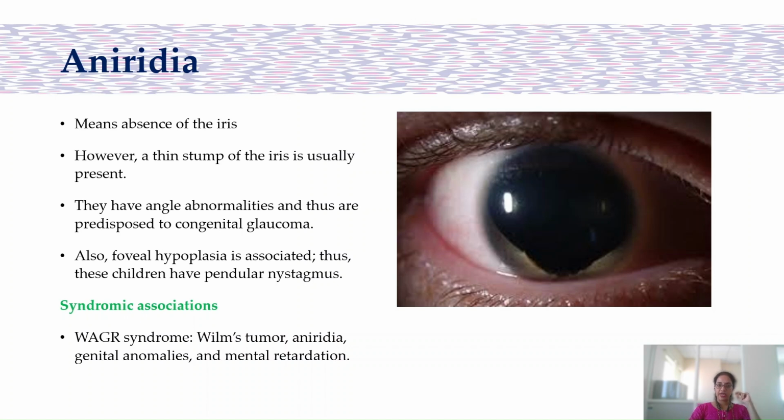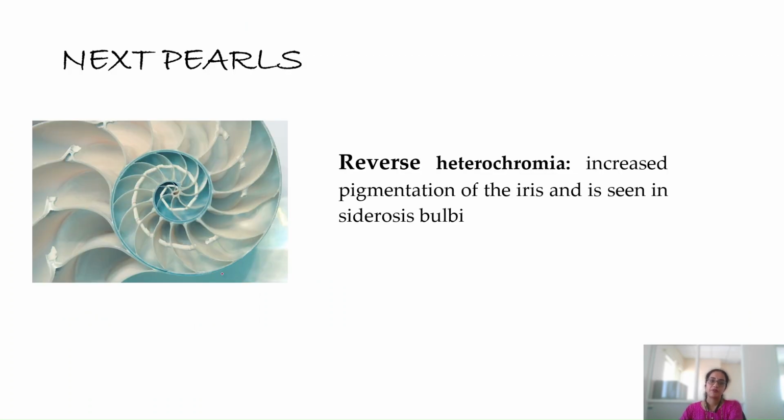Aniridia means absence of iris. When it is associated with trauma, complete avulsion of iris, it is known as irideremia. Aniridia is a congenital absence of iris. Many a time you can see a thin stump of iris, like in this picture. You can see this clearly. They have angle abnormalities, and they are predisposed to develop congenital glaucoma, and also they might have foveal hypoplasia. The WAGR syndrome is a common systemic association in which you have to rule out Wilms tumor, genital abnormalities, and mental retardation.